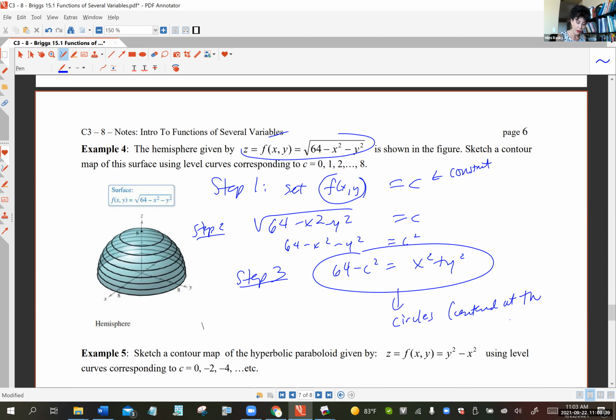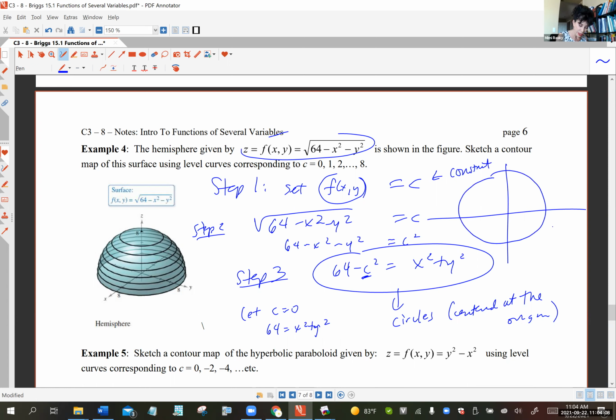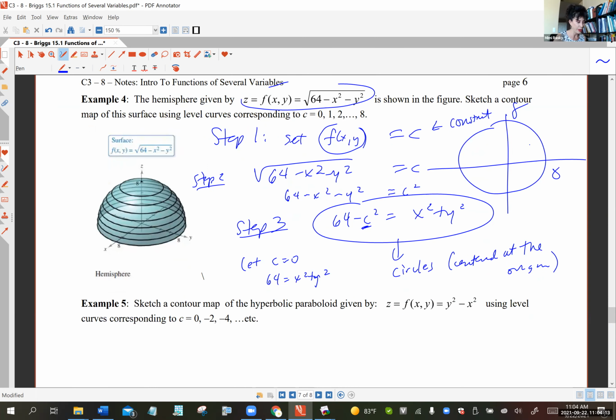And so it's going to turn out all of the level curves for this particular surface are going to be circles centered at the origin. Well, what's their radius? Well, that depends on which constant you feed this equation. So if you let c equal 0, then the level curve associated with the altitude of 0 is going to be x squared plus y squared equals 64. So if I were starting my graph here, that's going to be a circle of radius 8 centered at the origin. And I can plug in different values of c, okay?